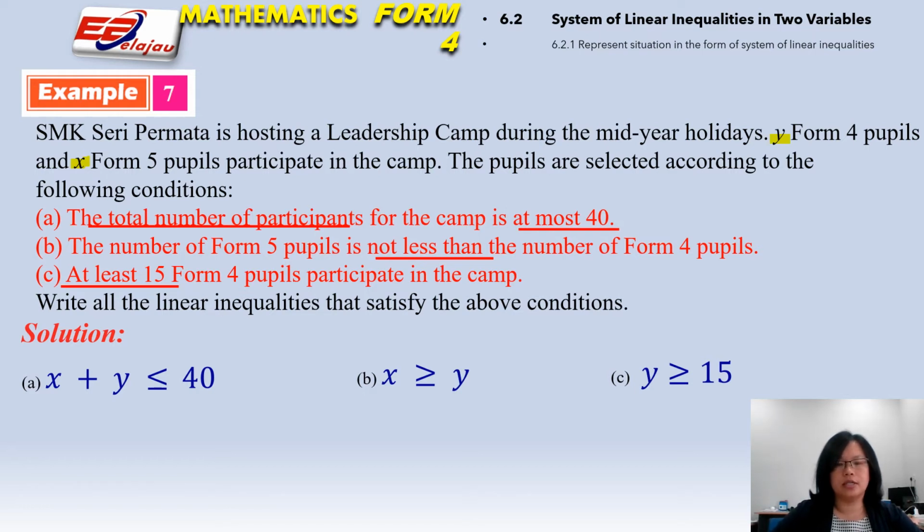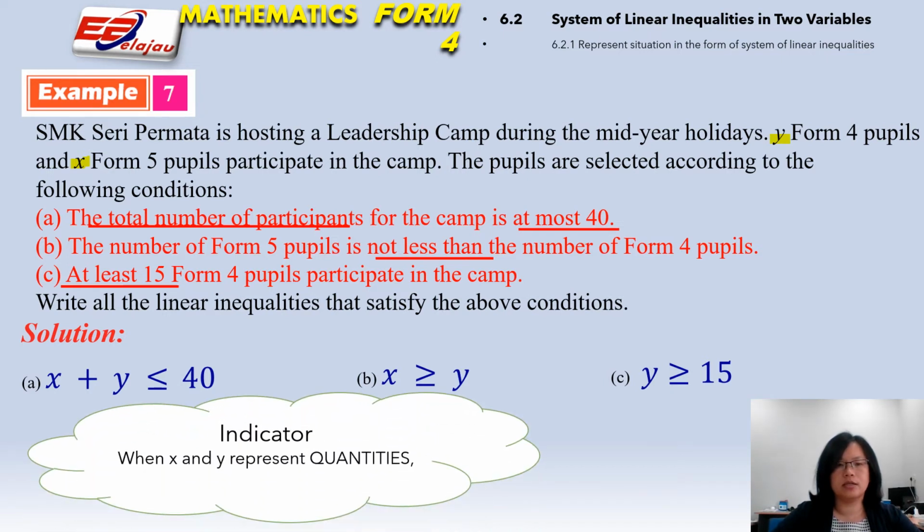In this question, there is one indicator. We can check that variables x and y are referring to quantities. Quantities cannot be negative values, hence x and y are always greater than or equal to 0. Well, we can go for the next.